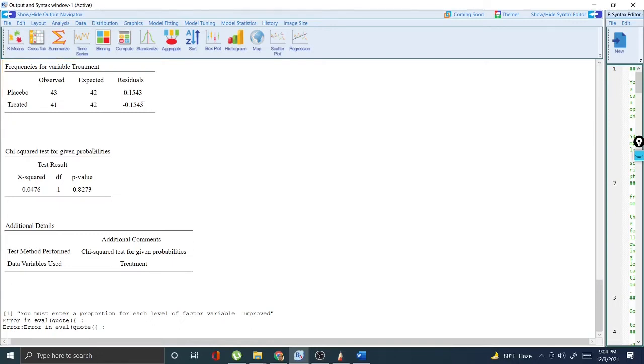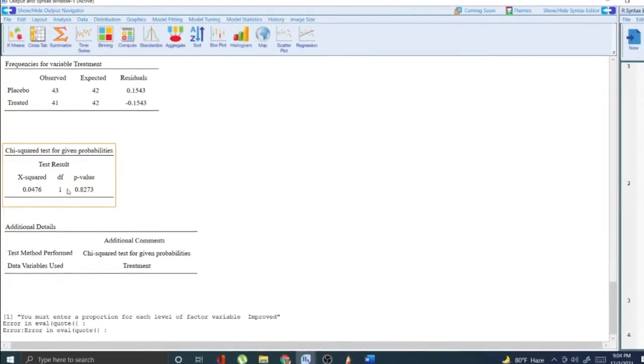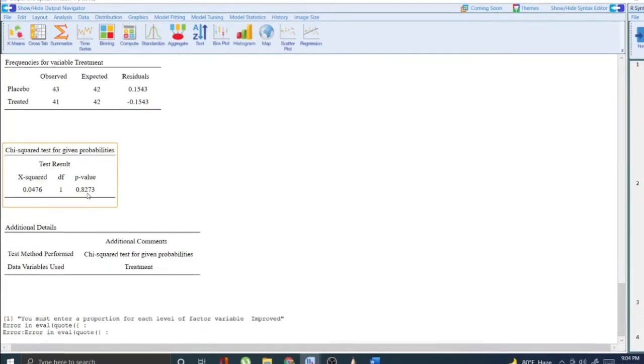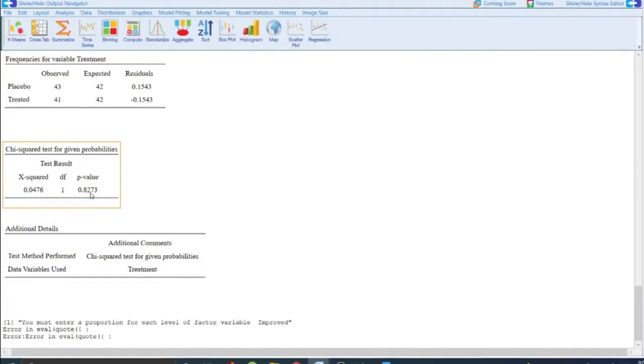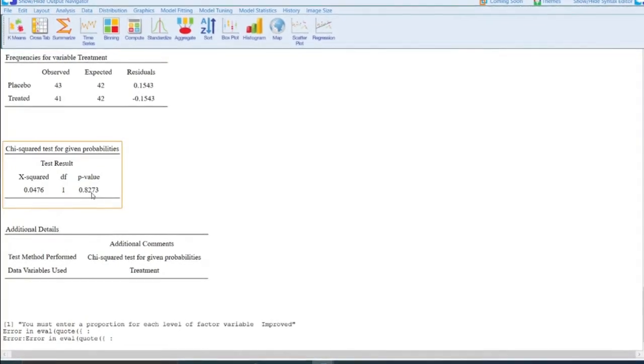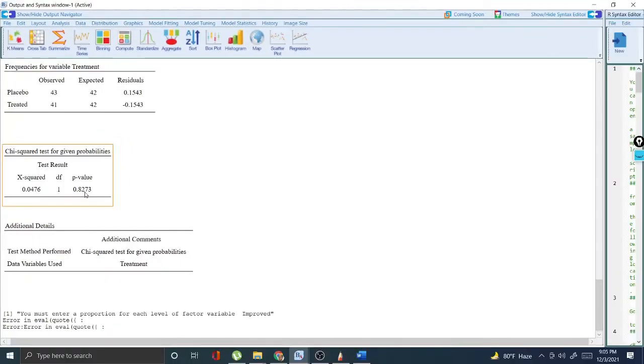The most important table here is the chi-square test for given probabilities, and in this table it says that the p-value is 0.82, which is of course greater than 0.05, the significance level. Because of this value being greater than 0.05, we can say that treatment and improved, these two groups, are independent, they are not dependent on each other. So the decision of one group, treatment, does not affect the improved option of the variable.